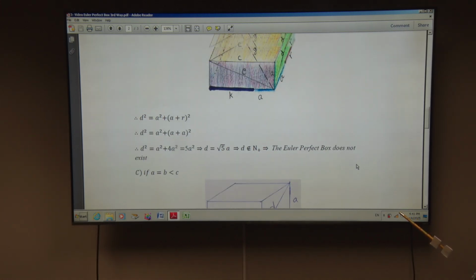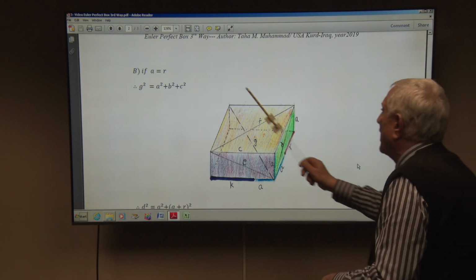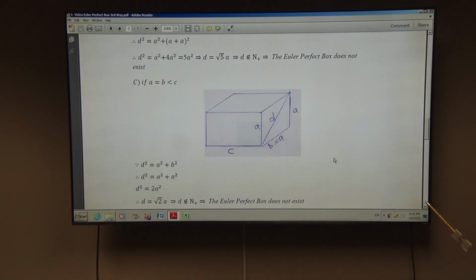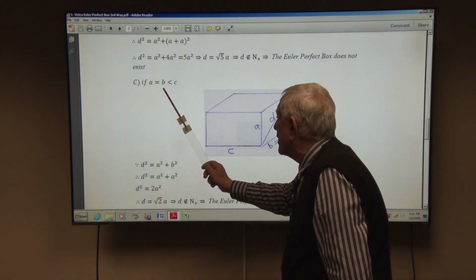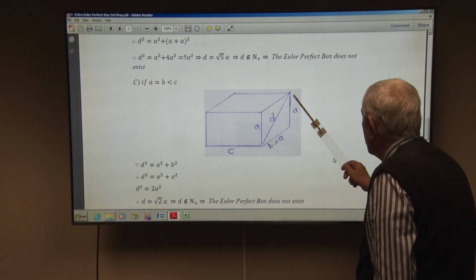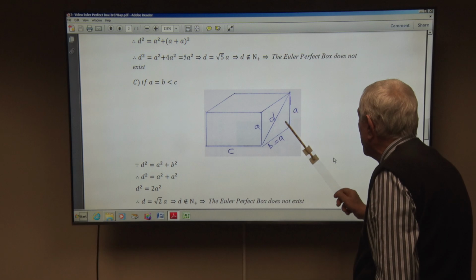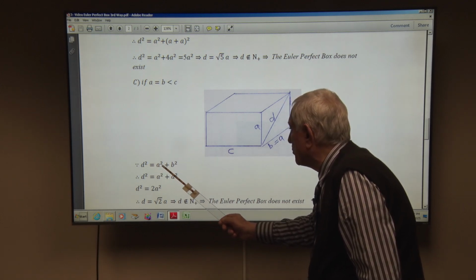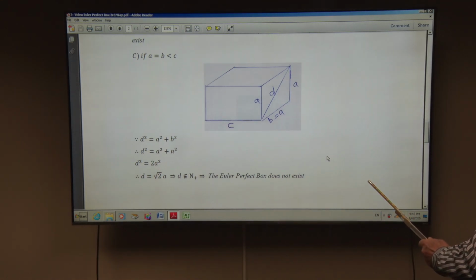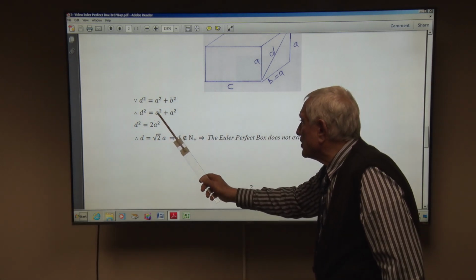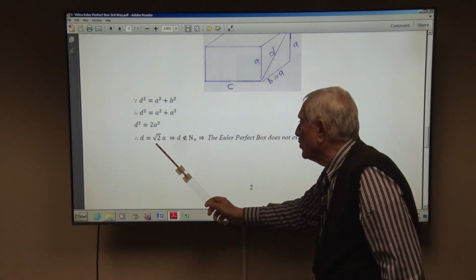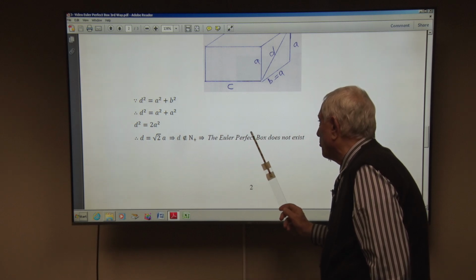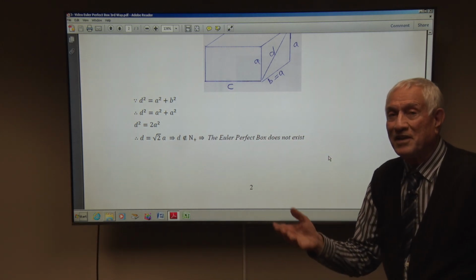What condition was this? When A equals R. What about C? A equals B. A and B are equal. That means I have A, A, this square plus A squared plus A squared. This square equals A squared plus B squared. Raise it up. This square equals 2A squared. D equals under root of 2. And this one means not an integer. Then the Euler perfect box does not exist. Okay?